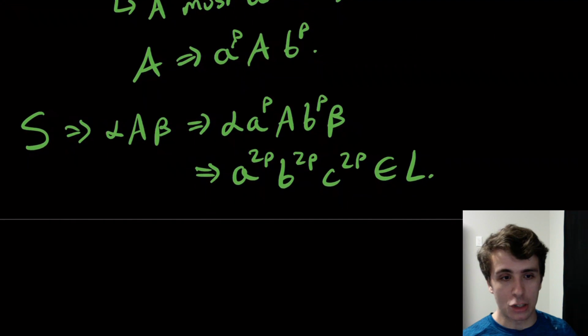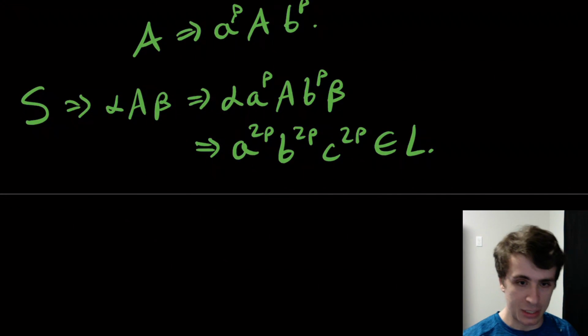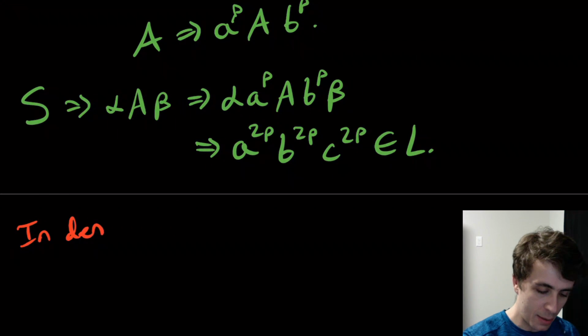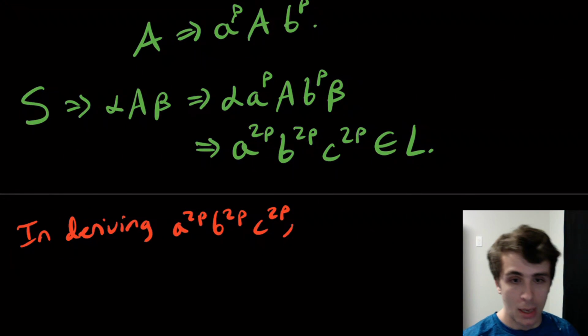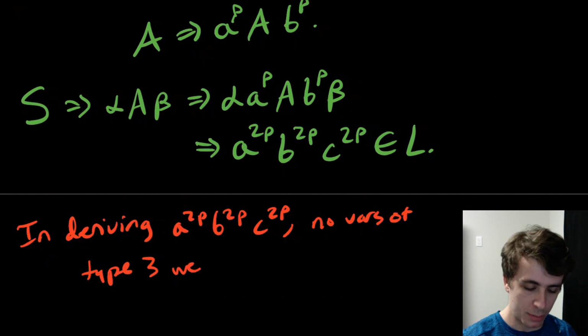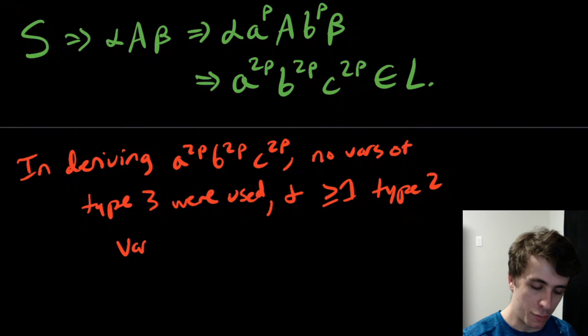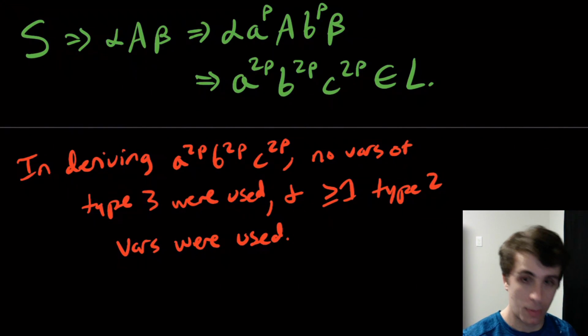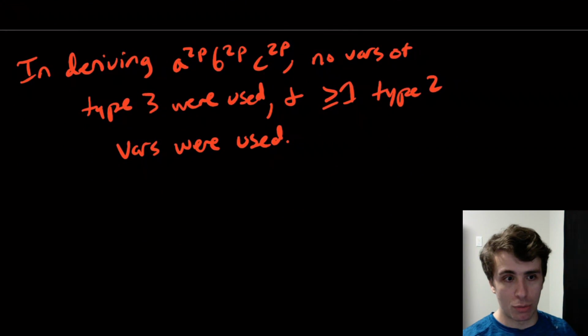So what we can actually see here is in deriving that final string, A to the 2P, B to the 2P, C to the 2P, no variables of type 3 were used. And at least one, although maybe more, type 2 variables were used. Okay, so nothing of type 3 was used, but at least one of type 2 was actually used.